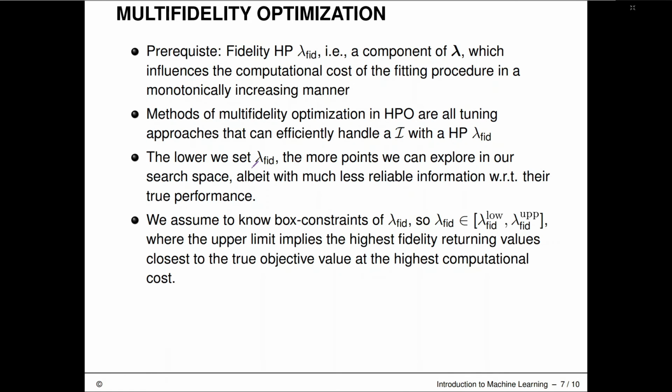The last algorithm is a very, very simple one, but nonetheless has become quite popular. This is called Hyperband, and the underlying principle is called multifidelity optimization. What we will now assume is that there's one special hyperparameter in our search space, which we will call the fidelity hyperparameter, or lambda fit. This is a component of lambda that influences the computational cost of the fitting procedure in a monotonically increasing manner. And usually the idea is that, let's assume that lambda fit actually goes from 0 to 1.